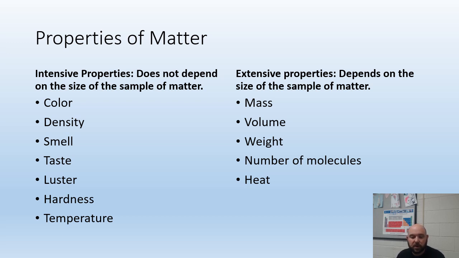Luster is how shiny something is. So if you have a small piece of gold versus a large piece of gold, you may want the large piece more, but the shininess of the small piece is just the same as the shininess of the large piece. Same goes for hardness, so we could do that with diamonds. A tiny little diamond will have the same hardness, be just as hard as a large diamond.